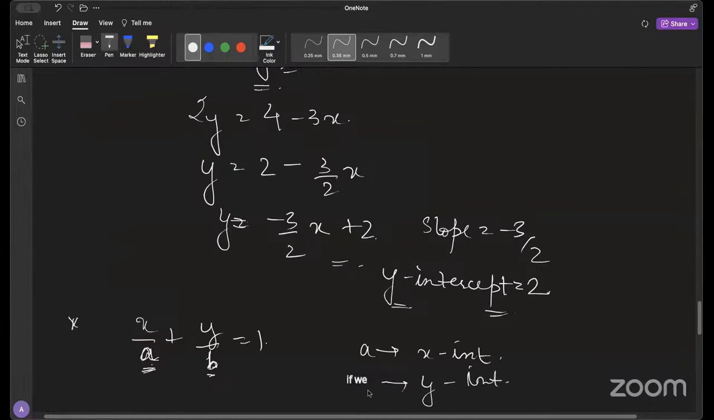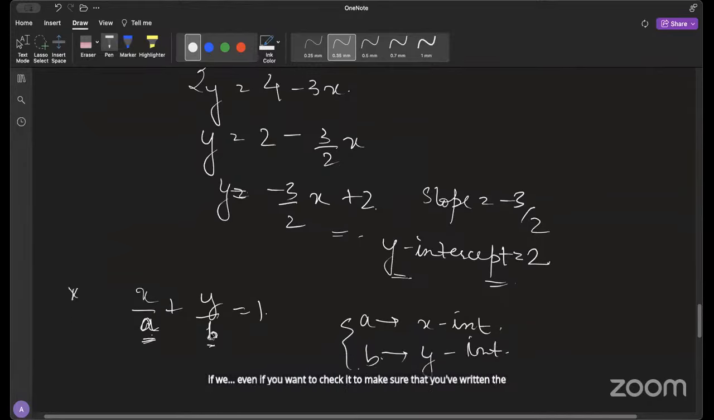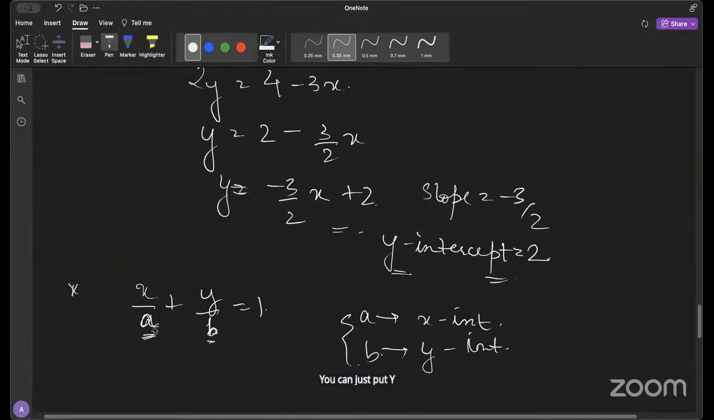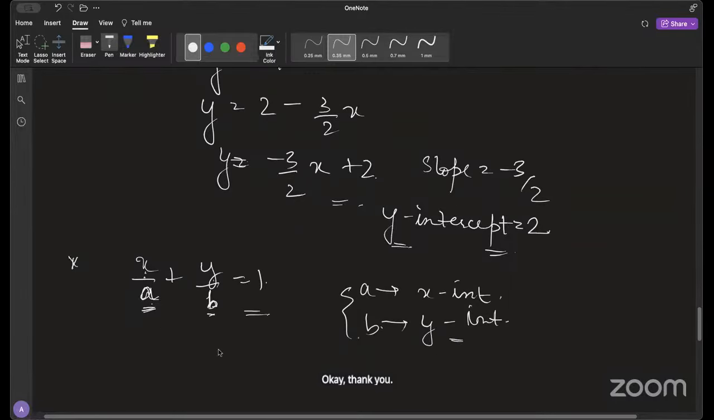Even if you want to check it to make sure that you've written the right equation, you can just put y equals 0, and you'll get x equals a from here. If you put x equals 0, you'll get y equals b.